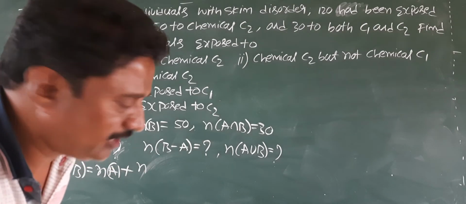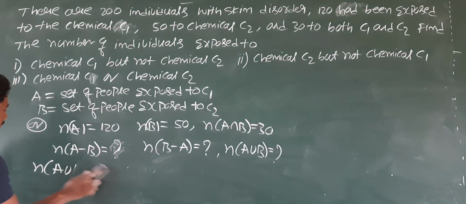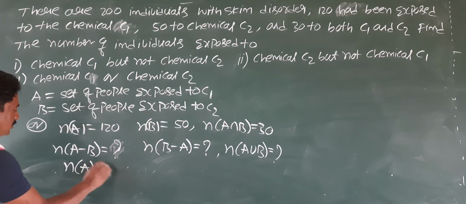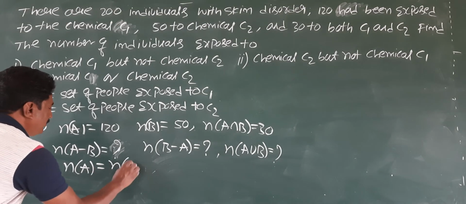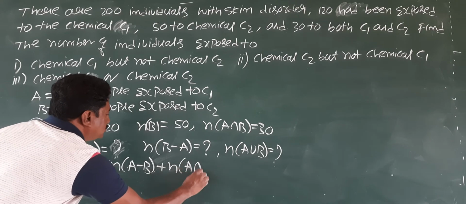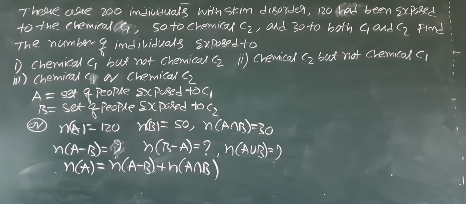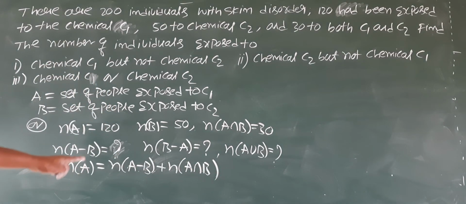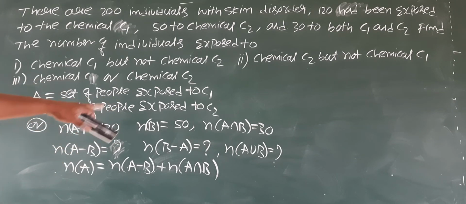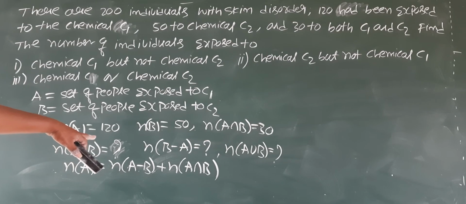First let us calculate the number of elements in A minus B. Use this formula: the number of elements in A is equal to the number of elements in A minus B plus the number of elements in A intersection B. This you know very well. I explained this with the Venn diagram, which makes it very clear.